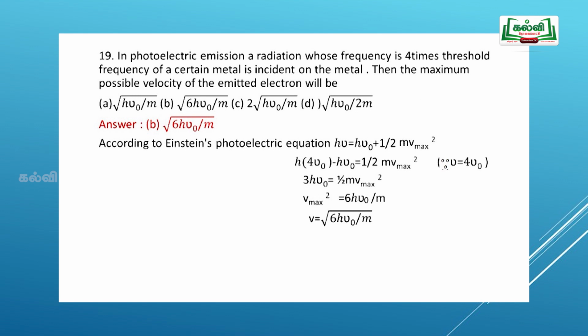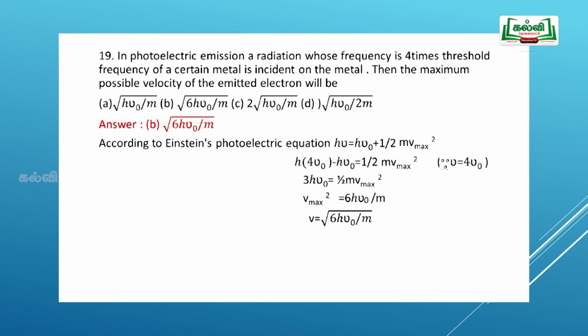In photoelectric emission, a radiation whose frequency is 4 times the threshold frequency of a certain metal is incident on the metal. Then the maximum possible velocity of the emitted electron will be: option A, root h nu naught by m; option B, root 6 h nu naught by m; option C, 2 root h nu naught by m; option D, root h nu naught by 2m. Answer is B, root 6 h nu naught by m.